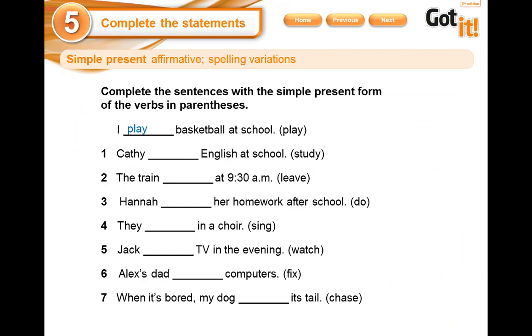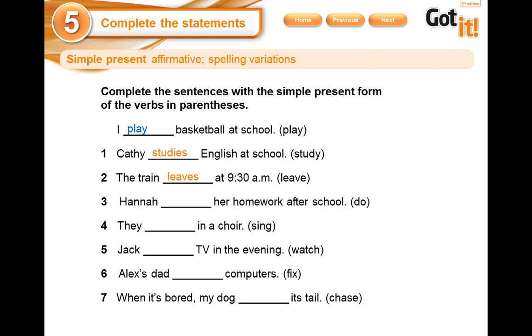Complete the sentences with a simple present form of the verb in parentheses. Katie English at school. So do not forget to copy, to write all the answers, okay, before I show you the answers. Just a way that you can practice, okay? Katie studies English at school. The train leaves at 9:30 a.m.